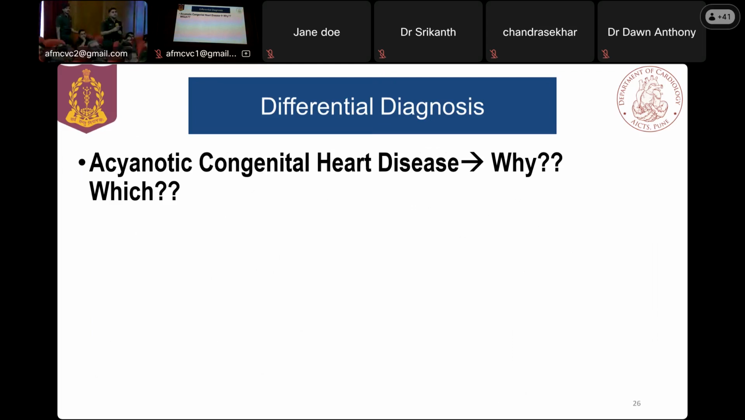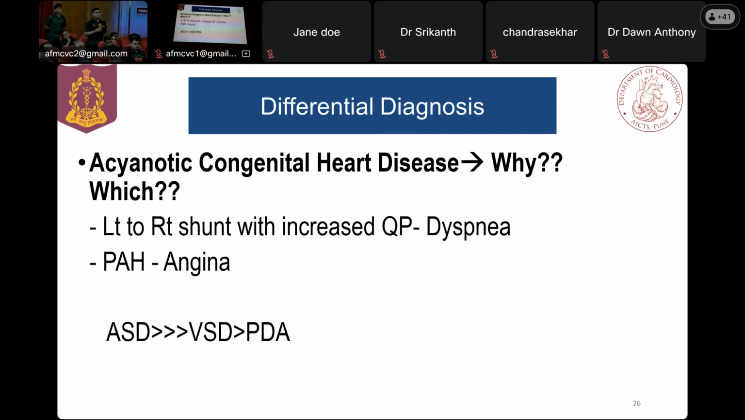Acyanotic heart disease. So why does dyspnea occur in those? Because of mixing of blood? Just display the slide. So basically, in left to right shunts, there is increased pulmonary blood flow because of the shunt, so the lungs become overloaded. There is increased flow, so that can cause dyspnea. And secondly, when they start having PAH, during that time dyspnea will aggravate and they can also have angina. So we can think about congenital heart disease also in this case.